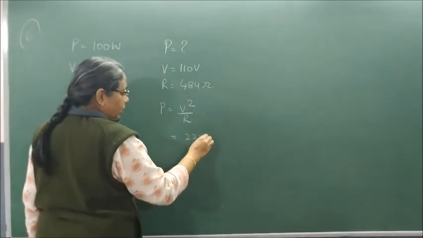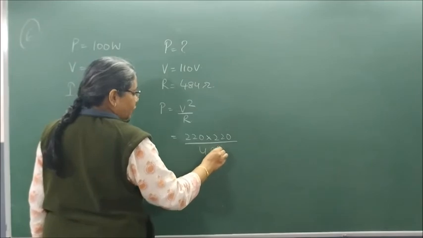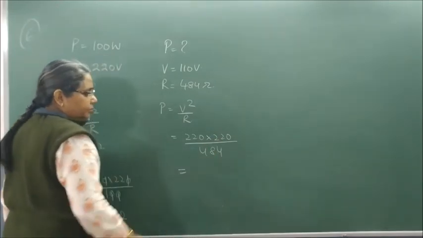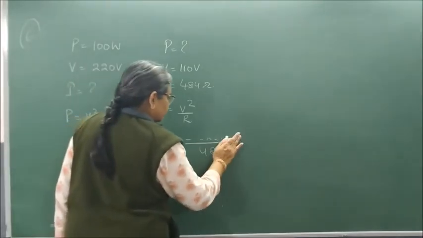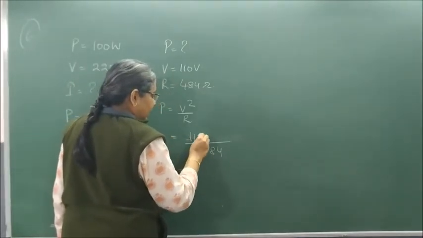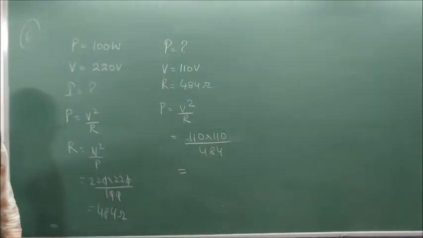So it is 220 into 220 by 484. Find out P. 110, sorry. 110 into 110 by 484. Divide.